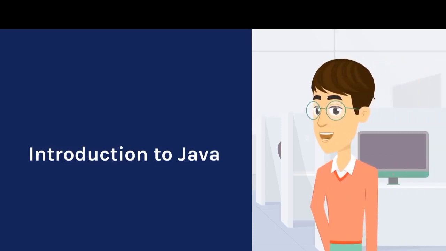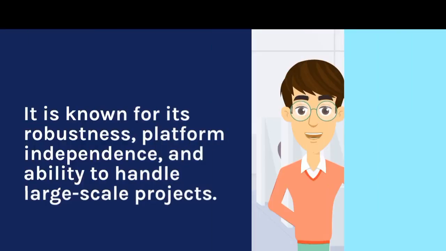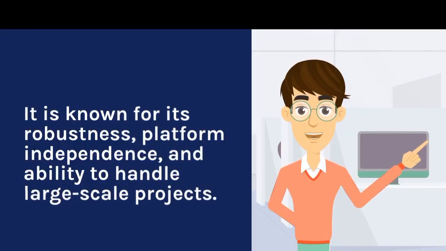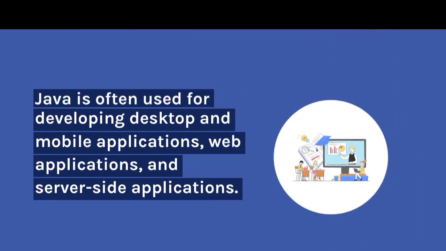Introduction to Java. Java is a widely used object-oriented programming language, originally developed by Sun Microsystems in the mid-1990s. It is known for its robustness, platform independence, and ability to handle large-scale projects. Java is often used for developing desktop and mobile applications, web applications, and server-side applications.